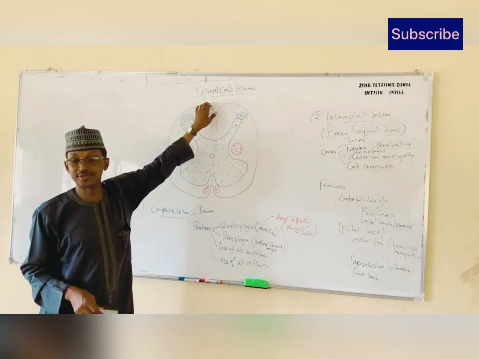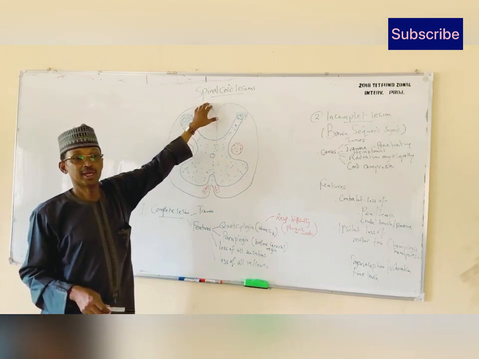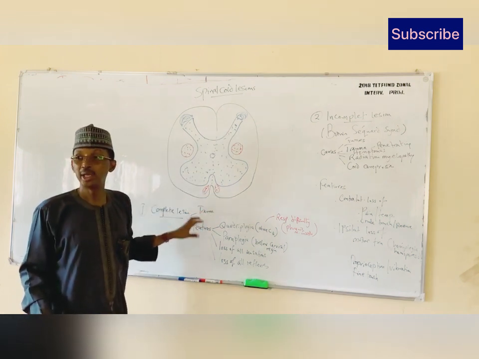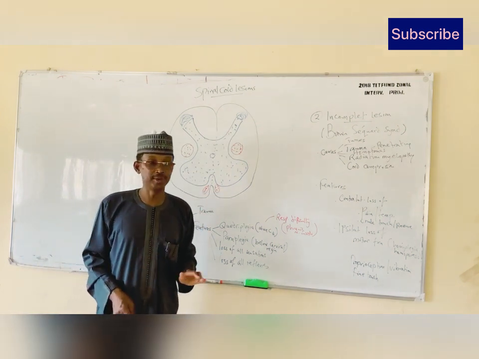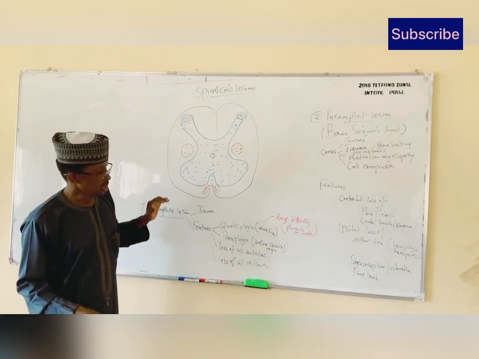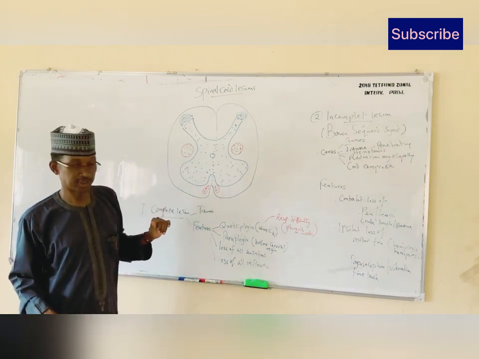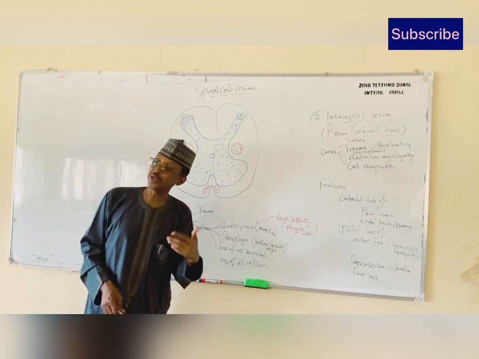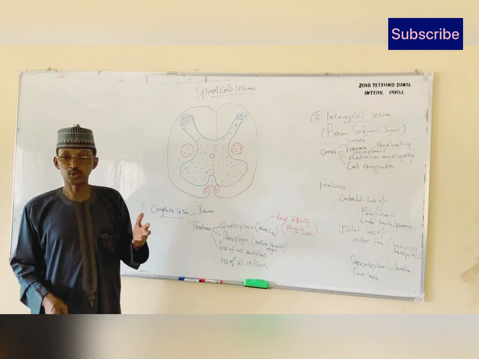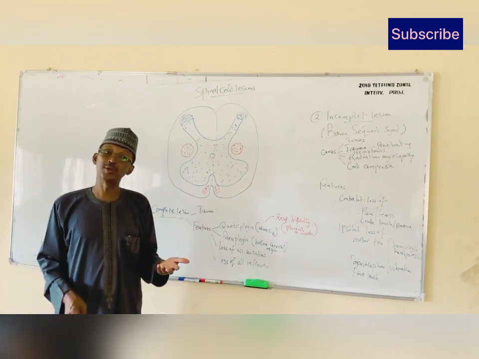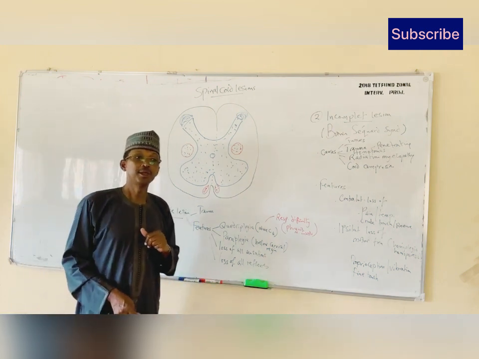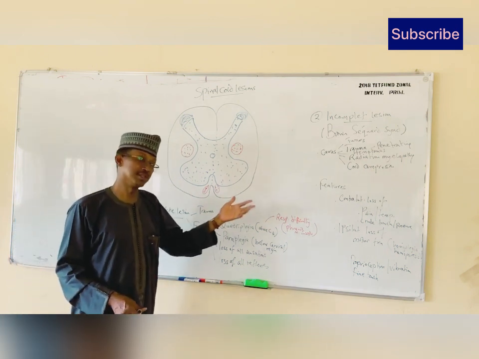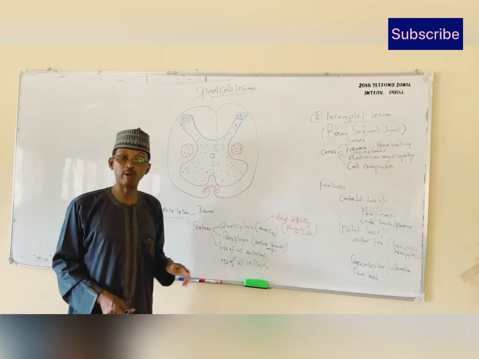Spinal cord lesions can be categorized into either complete spinal cord lesion or incomplete spinal cord lesion. You can remember in the previous videos, I discussed the anterior and posterior spinal artery syndrome. Those are part of the incomplete spinal cord lesions. But there are some other incomplete spinal cord injuries or lesions that I'm going to discuss now.